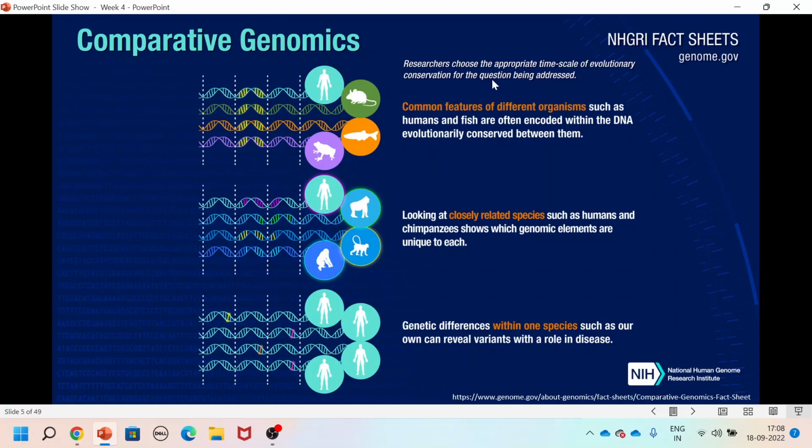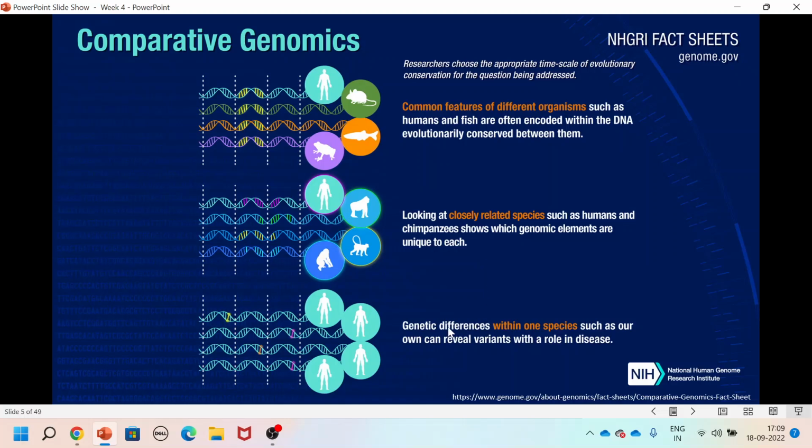Researchers choose comparative genomics to study or to compare the genomes of various organisms, and basically it helps in answering the time scale of evolutionary conservation. It also tells us what the common features of different organisms are, such as if we are talking about humans and fish, what is encoded within the DNA that is evolutionarily conserved between them. It also helps us in looking at closely related species such as humans and chimpanzees, and shows which genomic elements are unique to each. So it also helps in finding the differences basically.